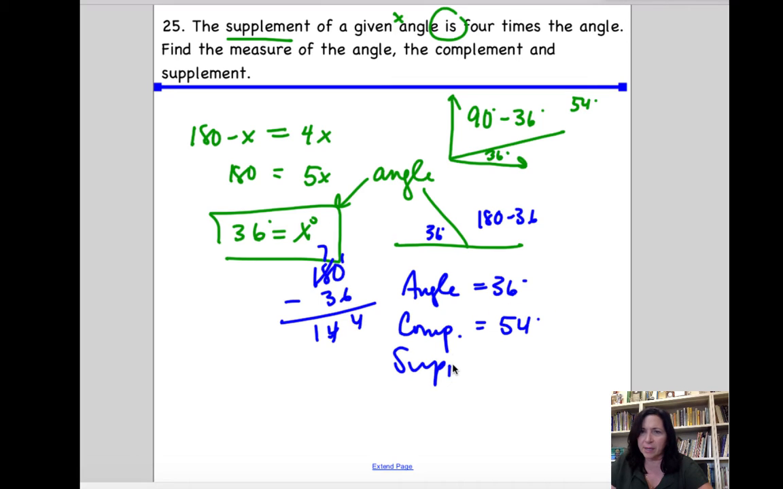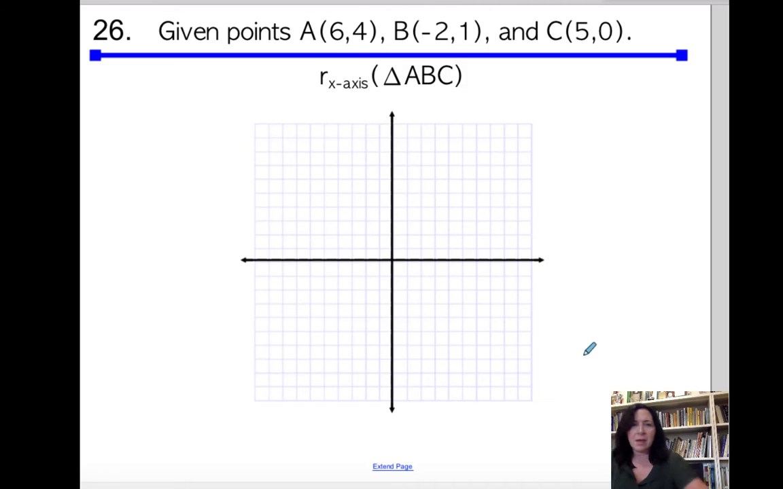And my supplement is equal to 144 degrees. Okay, so this one says, so I would graph this. You need to graph these.